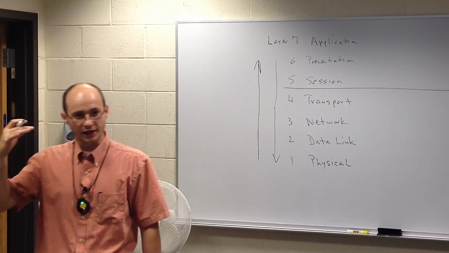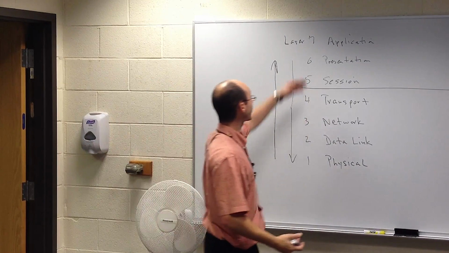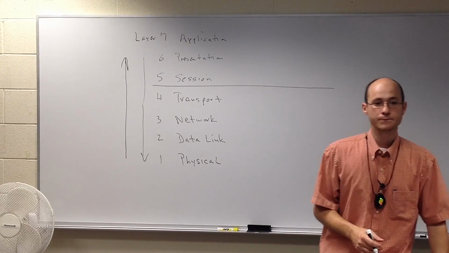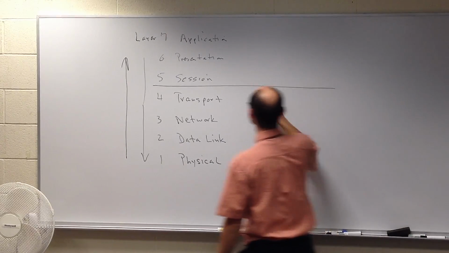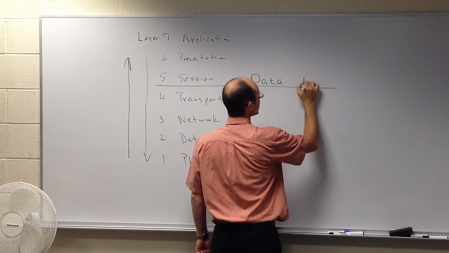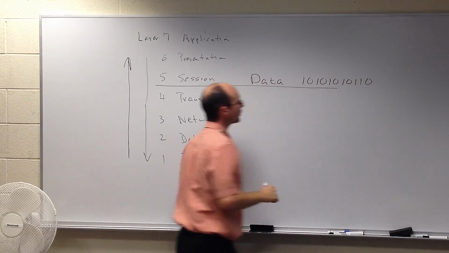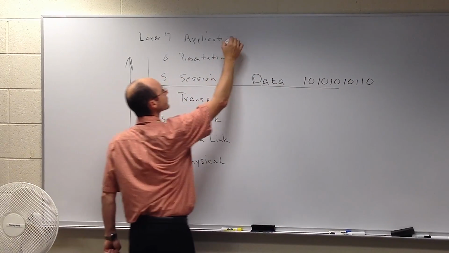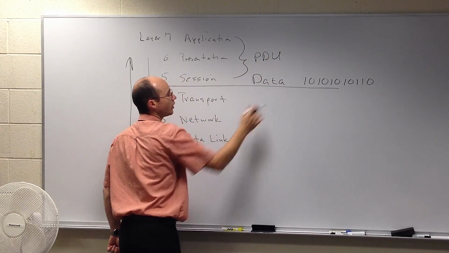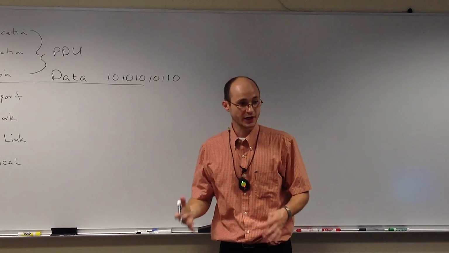Layer 7, layer 6, and layer 5 can be grouped in. In fact, the sole responsibility for the three of these is to produce what for the transport layer? So by the time we get down to the transport layer, the PDU should look something like this. It should be in a binary format. So these three layers produce a PDU that we will call data. PDU is short for what? Protocol Data Unit.